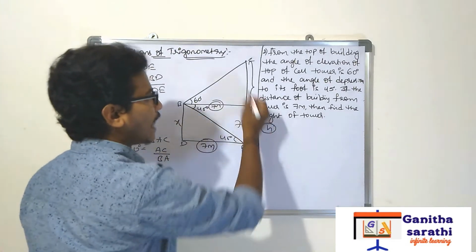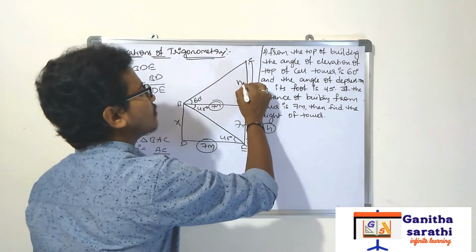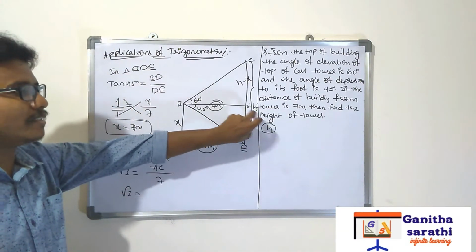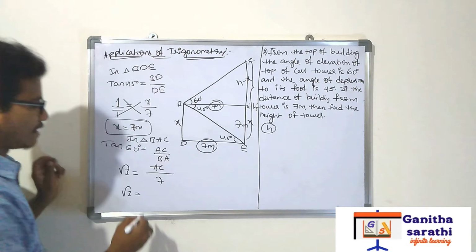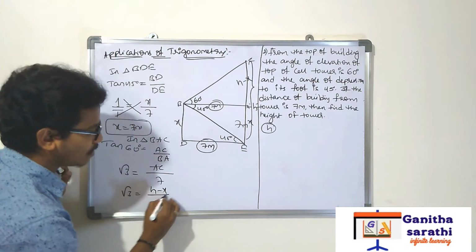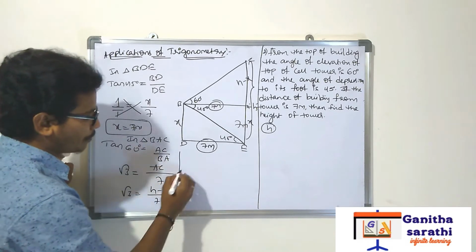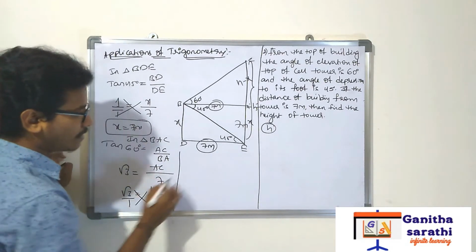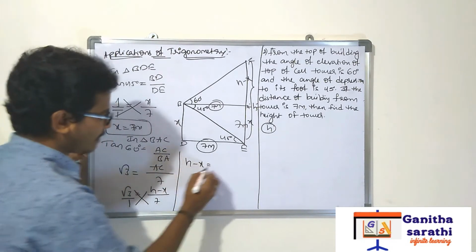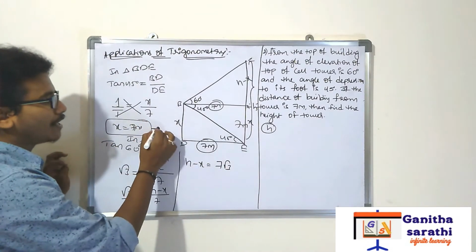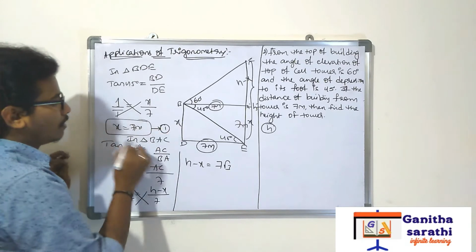If this is x and the total height is h, this will be h minus x. Actually, x is ignored; if x is deleted, then it is h minus x. So h minus x by 7. Understood? Do cross multiplication. H minus x into 1, h minus x is equal to 7 into root 3, 7 root 3. We know the x value. What is the x value? 7.